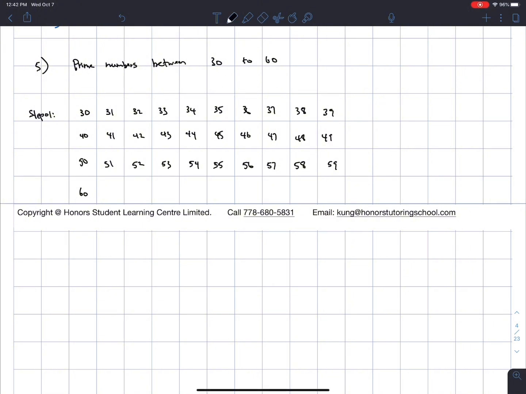So to find the prime numbers, my first step is to cross out all the even numbers, because they are divisible by 2. Right? Remember, 2 is the only even prime number. Everything else is going to be composite. So 30, 32, 34, all these ones will be crossed out because they are even and divisible by 2.